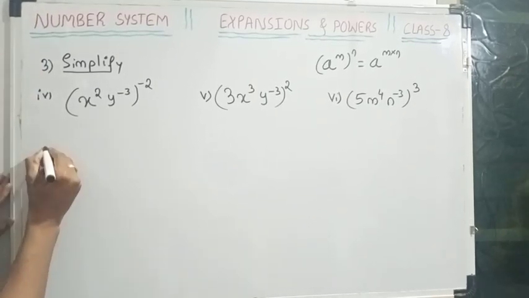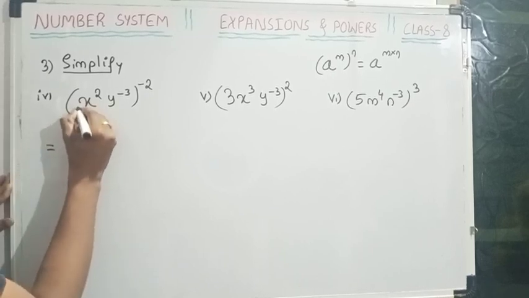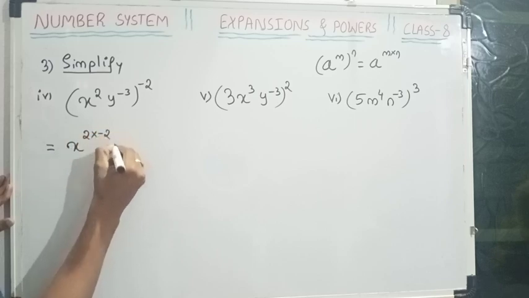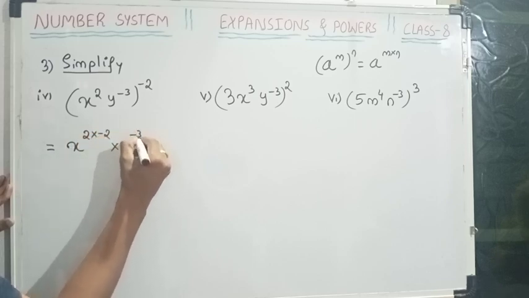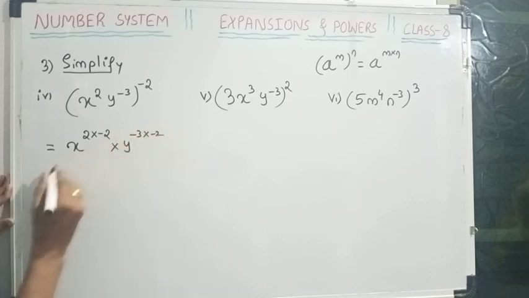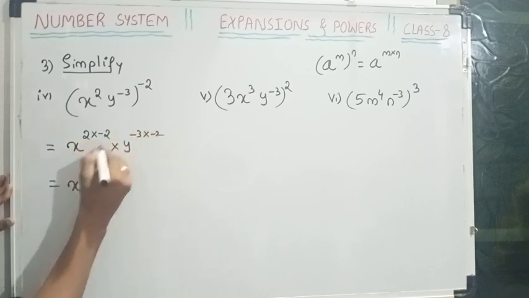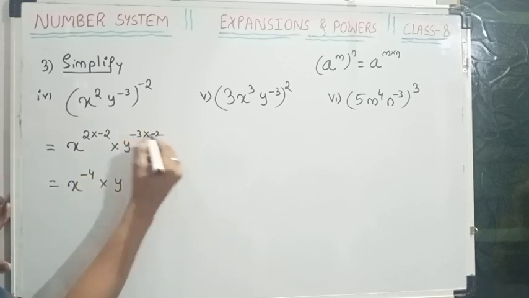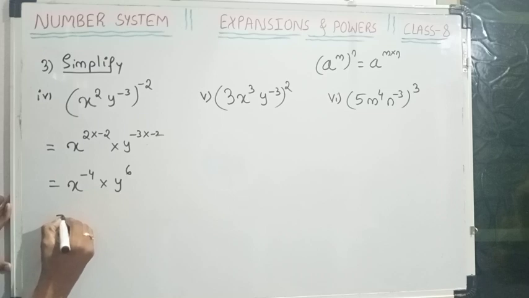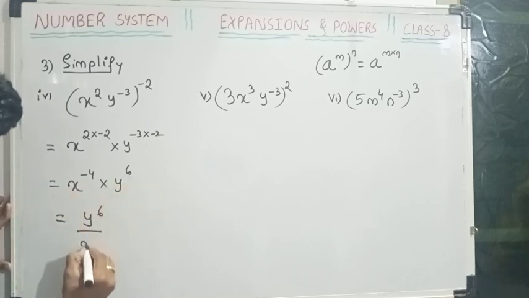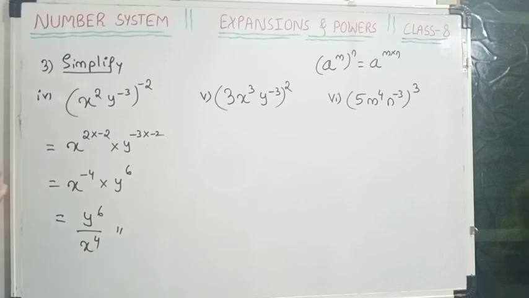Simplify x square y to the power minus 3, raised to the power minus 2. x to the power 2 into minus 2, into y to the power minus 3 into minus 2. Here x to the power 2 into minus 2 is minus 4 and y to the power minus 3 into minus 2 is plus 6. I'll take this x to the power minus 4 to the denominator, it becomes x to the power 4. When I bring it to the denominator, it changes its sign.